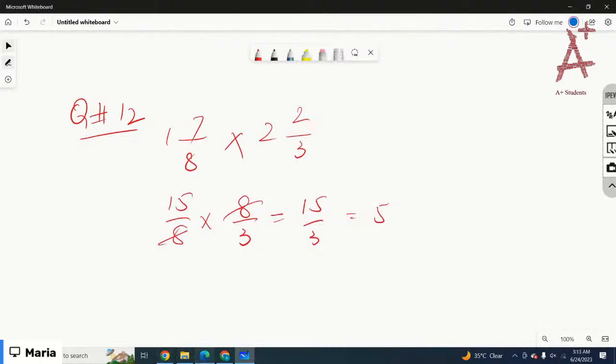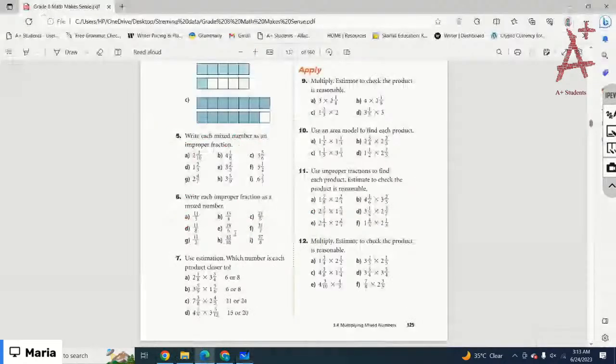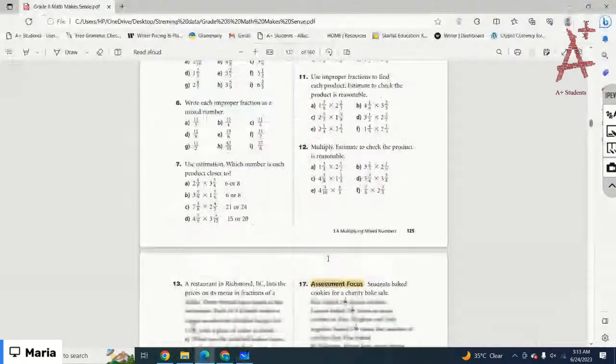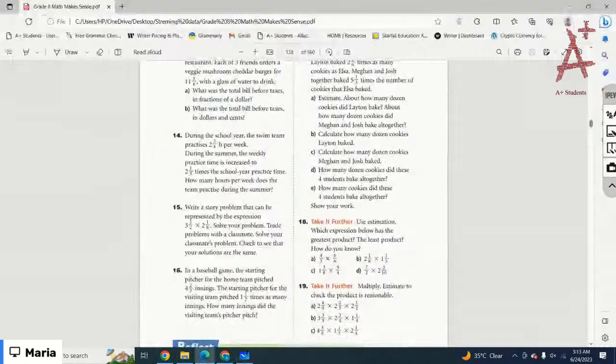Okay, for the question number 12, we have to do the same thing. Got it? Let's just start with question number 14. During the school year, the swim team practices 2 whole 3 over 4 hours per week. During the summer, the weekly practice time is increased to 2 whole 1 over 3 times the school year practice time. How many hours per week does the team practice during the summer?